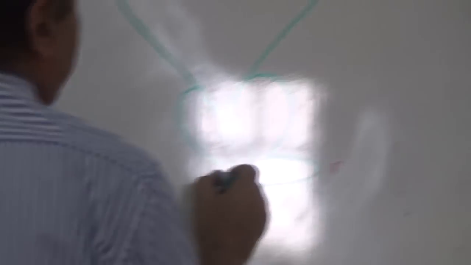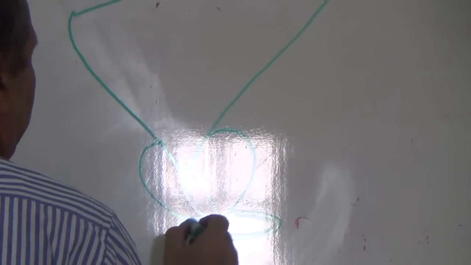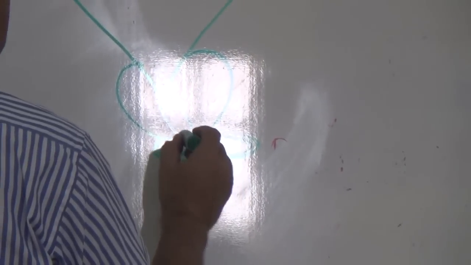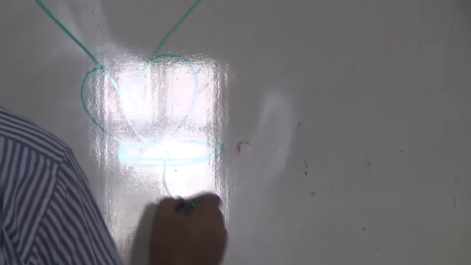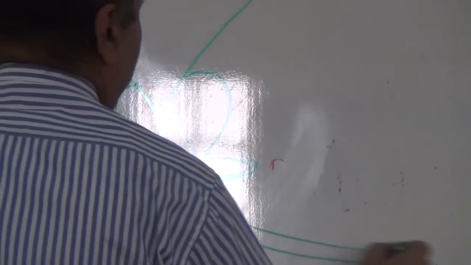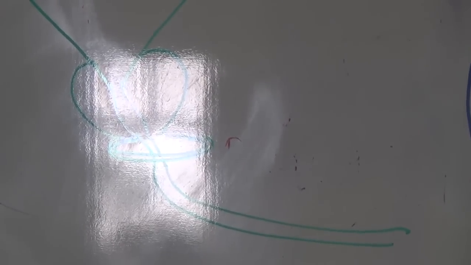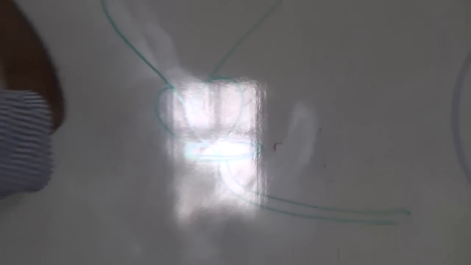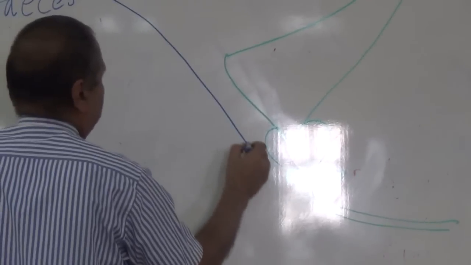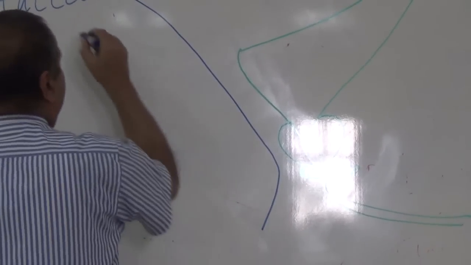And this is the pelvic diaphragm. Membranous urethra and then bulbar urethra. This will be discussed in detail in the genitourinary system. And here is the rectum, and this is the anal canal.